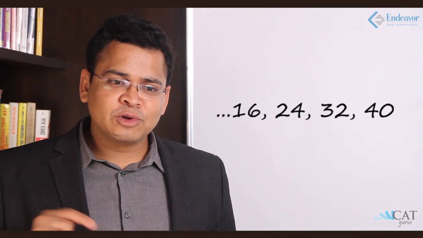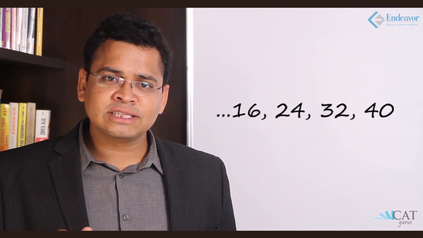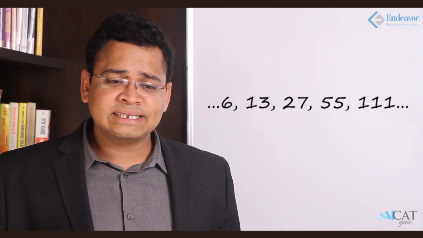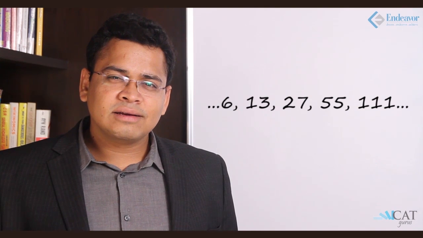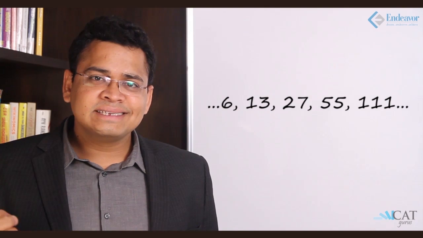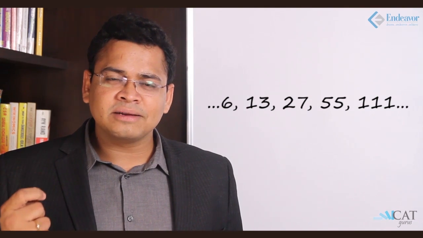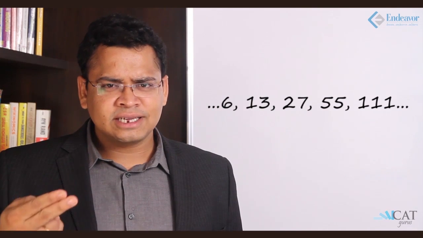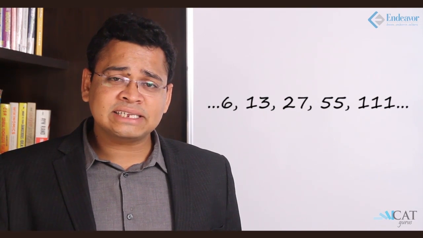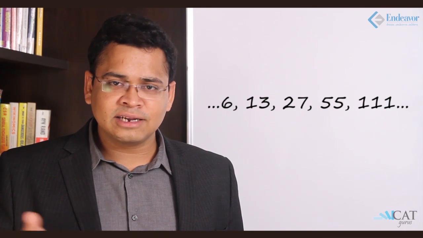Once we know this example, we know the base, we'll try to sort the others using this base. So if I say 6, 13, 27, 55, 111, something else is working here. Say for example, from 6 to 13, I think the relationship can be 2x plus 1, so 6 into 2 plus 1. Then it is 27, that's helping with the fact that it is 13 into 2 plus 1.